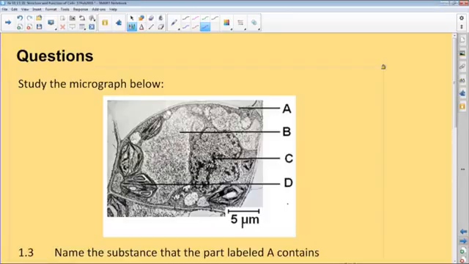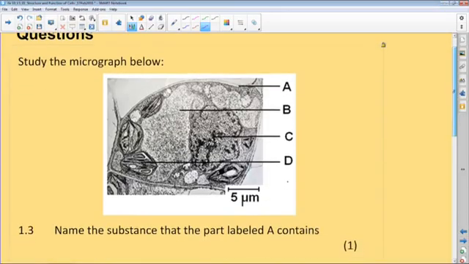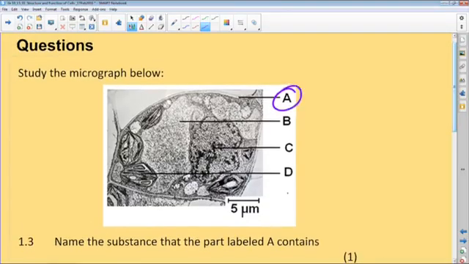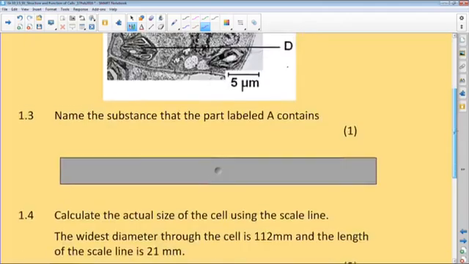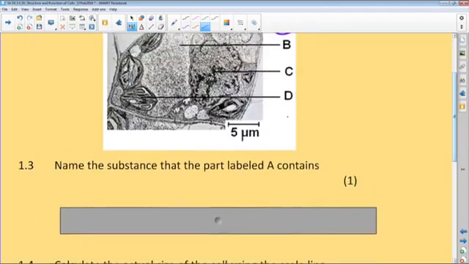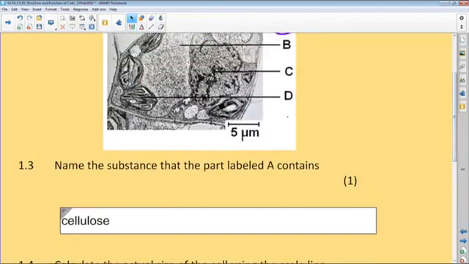First one, name the substance that makes up part A. Part A is over there. You cannot forget it. Remember, I said it carefully and easy for you to remember. It is your cellulose. There it is, cellulose. Very, very important. Remember, the cell wall gives the plant structure.